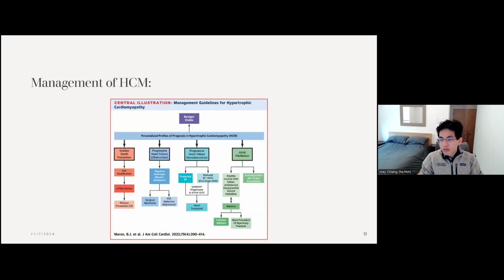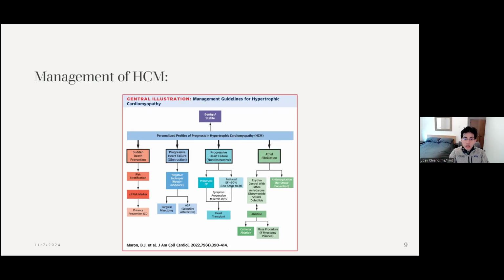And I have a nice little picture for you. If I talked a lot, these are kind of the key pearls that I hope that you take away. So thinking about an ICD for patients who are at high risk of sudden death, when people have obstructive disease, thinking about a myectomy or an alcohol septal ablation or the ASA, it's not aspirin. And then for progressive heart failure, also thinking about heart transplant or trying to medically optimize. And for atrial fibrillation, there are some treatment algorithms there. Great. So with that said, we'll move on to our next topic.